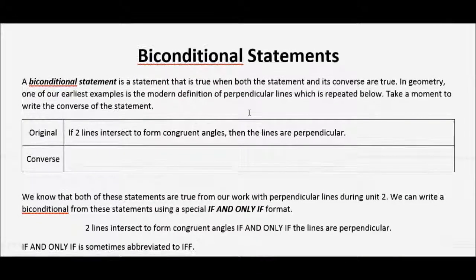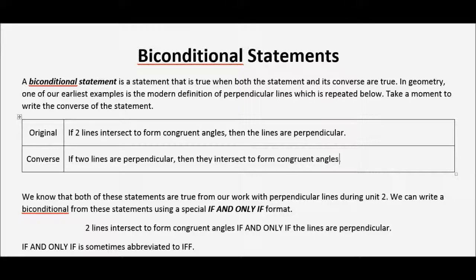All right, I said biconditional just a few minutes ago. A biconditional is a statement that's true when both parts of the statement and its converse are true. So, for example, if two lines intersect to form congruent angles, then the lines are perpendicular. The converse is if two lines are perpendicular, then they intersect to form congruent angles. Now, we know that both of these statements are true from our work with perpendicular lines during Unit 2.